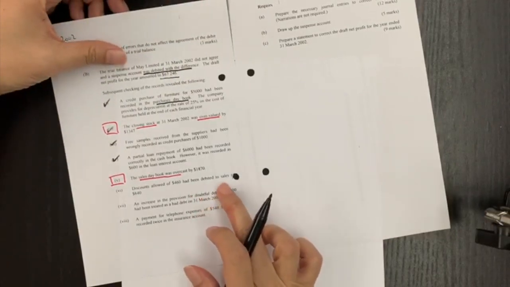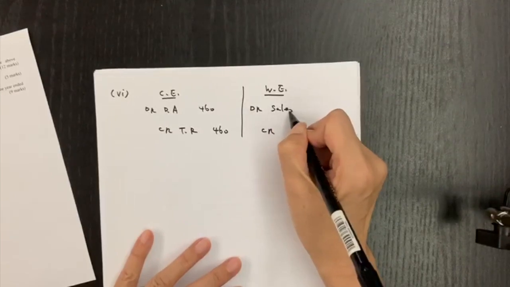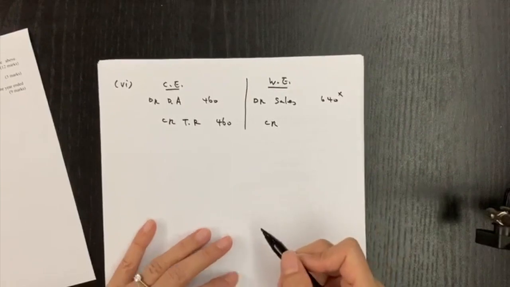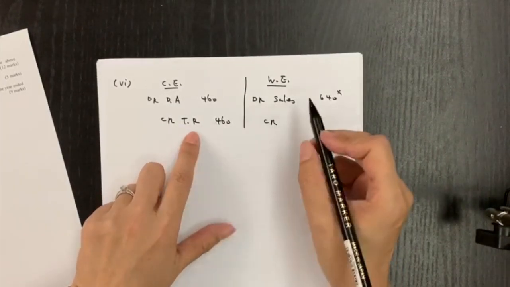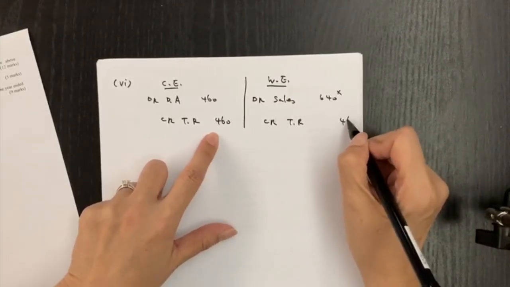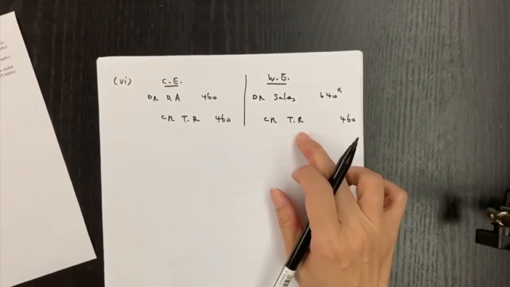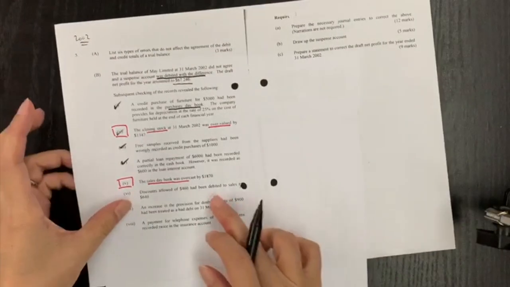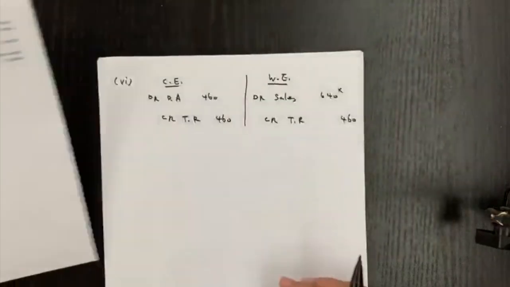It had been debited to the sales account by 640, and this is wrong. The question mentioned trade receivable, so we assume that there is no mistake in the trade receivable account, 460. This is the rule. Remember the rule: if the question mentions nothing related to another account, that means we have no mistake in that account.